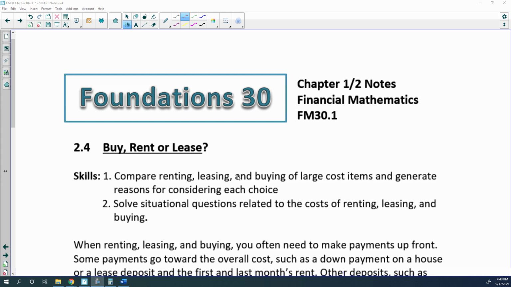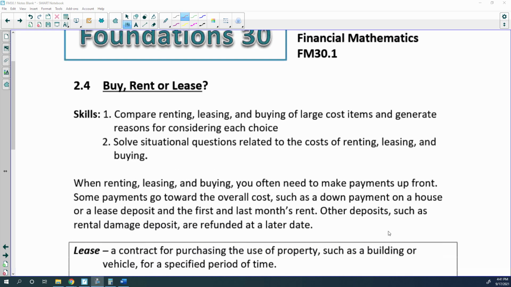For this video, we're going to focus on lesson 2.4, buy, rent, or lease. By the end of this lesson, you should be able to compare renting, leasing, and buying of large cost items and generate reasons for considering each choice. And you should be able to solve situational questions related to the cost of renting, leasing, and buying.